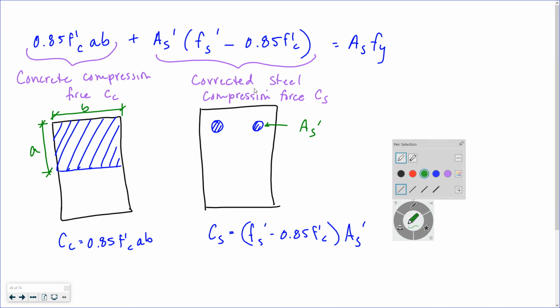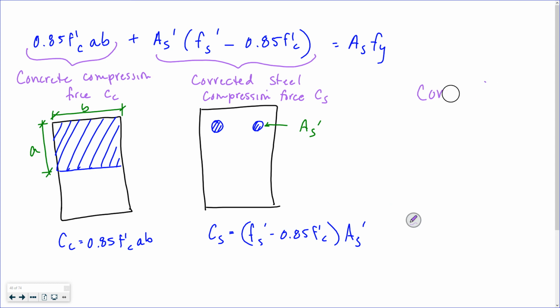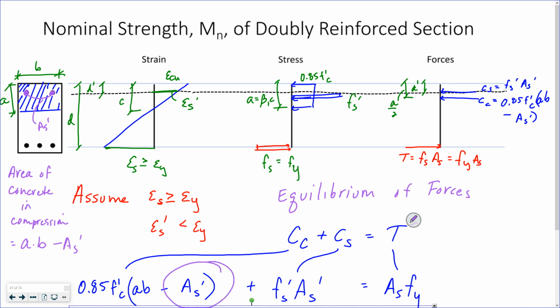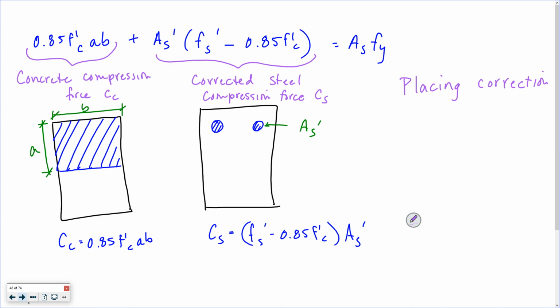So I'm placing my correction where I subtract the Fs prime, or sorry, subtract the 0.85 F prime C area, right? This little correction right here. Place the correction at the same height as AS prime, which would be D prime.